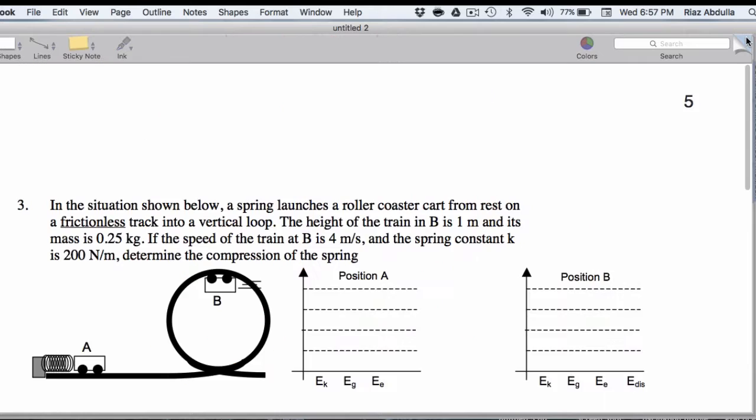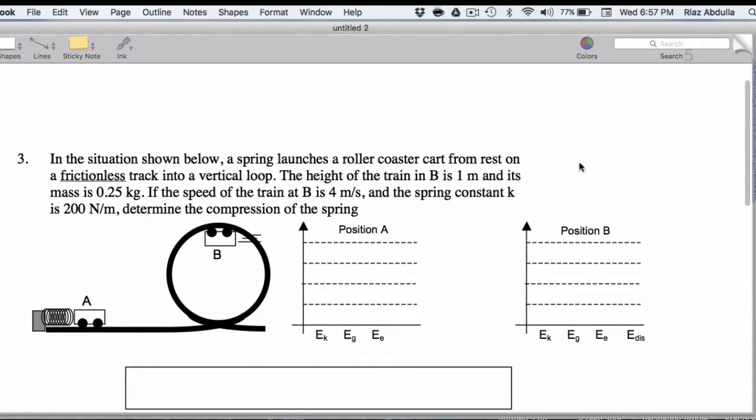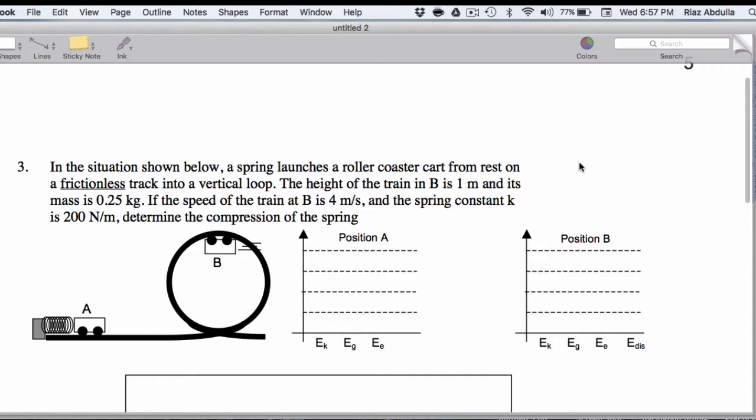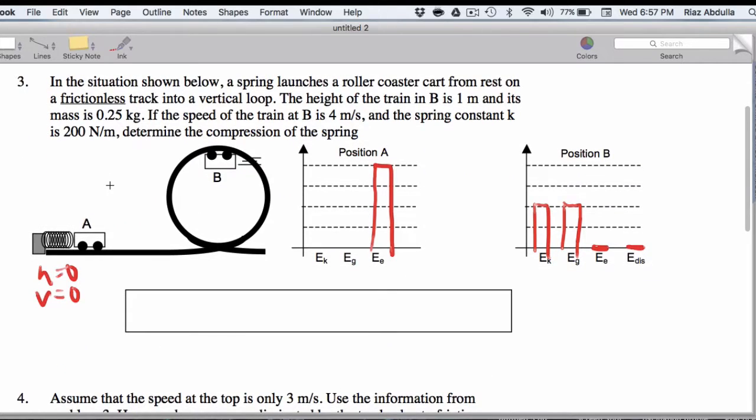All right, so continuing here, we have the situation below where a spring launches a roller coaster cart from rest. Ooh, so that tells us we're at the bottom here. So we have no height and no speed. It's all elastic energy to start with. And then what ends up happening is we have this train at the top where it's got some kinetic and some gravity, no elastic, and no dissipated. So we're going to actually ignore friction because it says frictionless. So as we set this up, we're going to get EE equals EK plus EG.